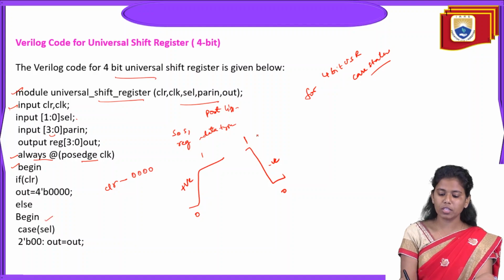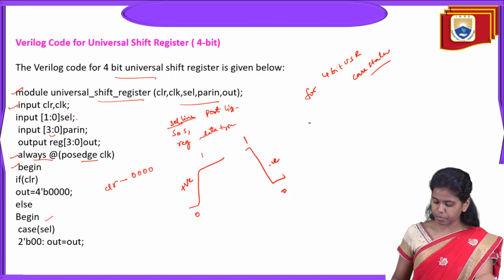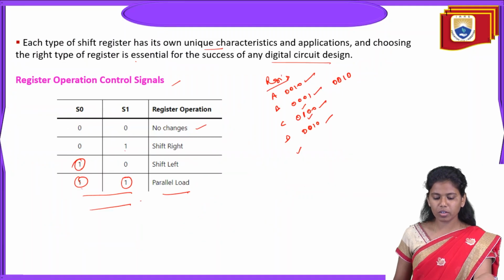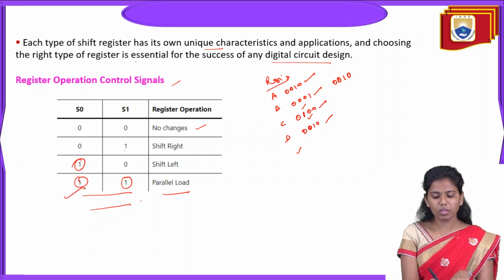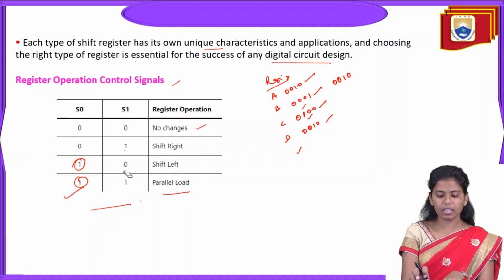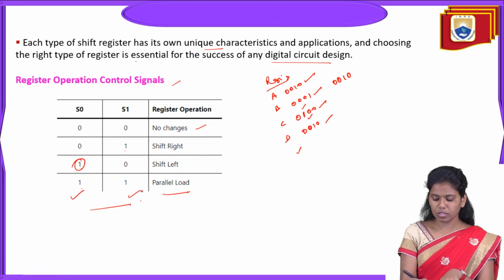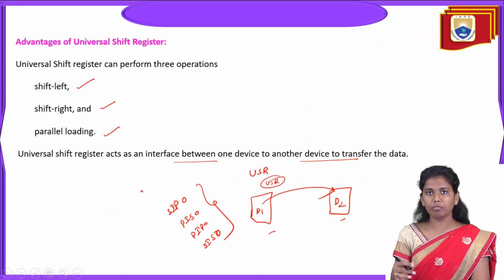Based on the selection lines, right? These are the selection lines S0 and S1. In the previous slide we discussed what S0 and S1 are. Based on the selection lines, we know how the register is transferred between the two devices. When both selection lines are 0, the register operation is no change. If both are 1, there is a parallel load. So this is what we are going to write in terms of Verilog code.